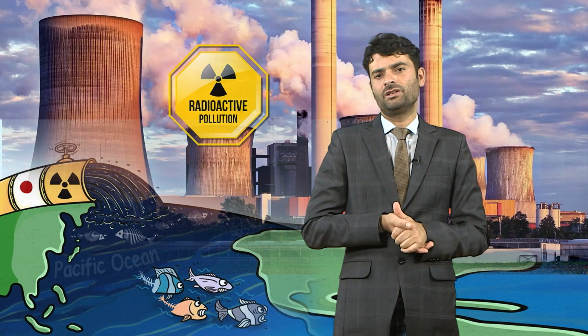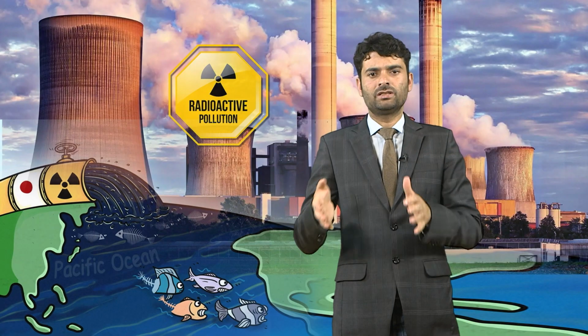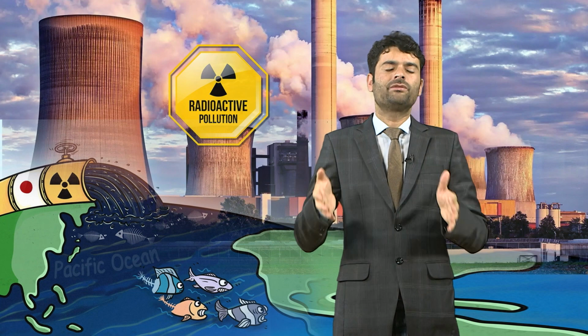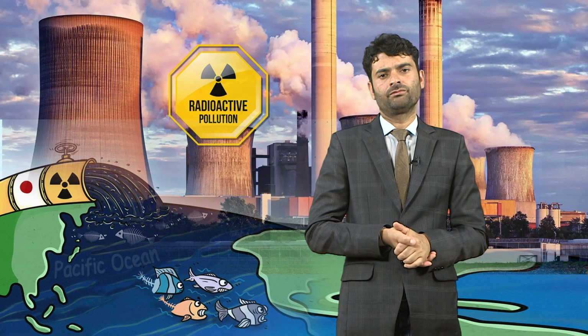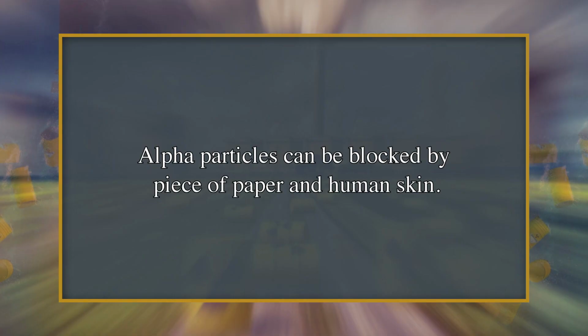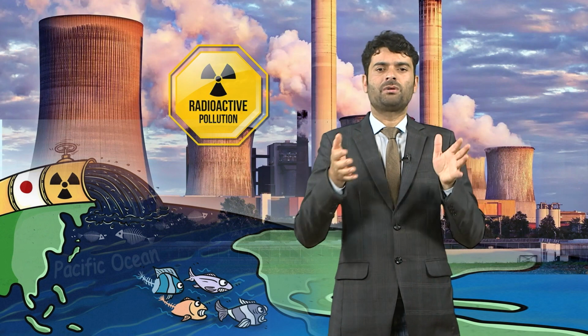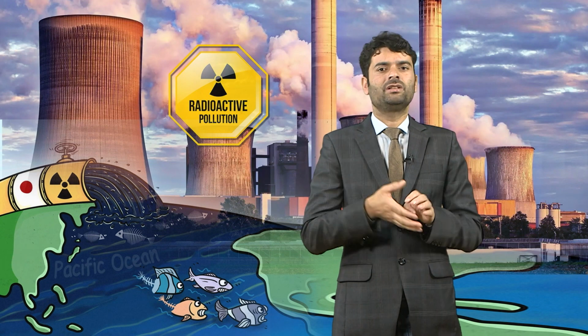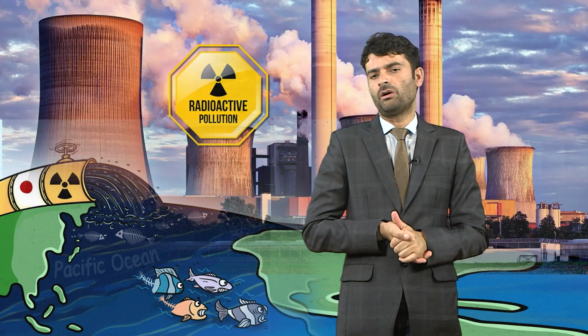Radionuclides release energy either in the form of gamma rays, alpha particles, and beta particles. These ionizing radiations have variable penetration power and ionization. Dear students, alpha particles can be blocked by a piece of paper and human skin. These particles are fast moving positively charged particles. Alpha radiation is highly ionizing, but lacks penetration power.